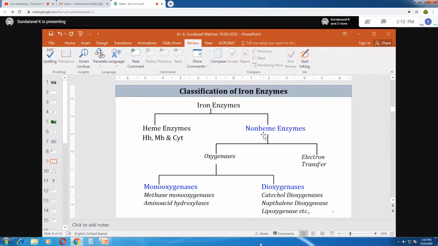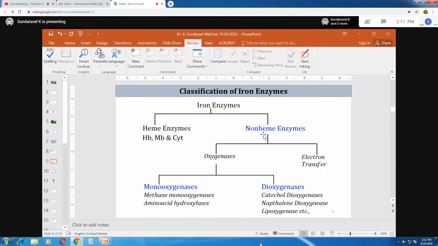In contrast to the monooxygenases, dioxygenases play an entirely different role. In this case, no water formation is observed. Instead, they activate molecular oxygen and insert both oxygen atoms into the substrate and give the oxygenated product. Representative examples are catechol dioxygenases, naphthalene dioxygenases, lipoxygenases and so on. There are quite a large number of enzymes available to do these functions.